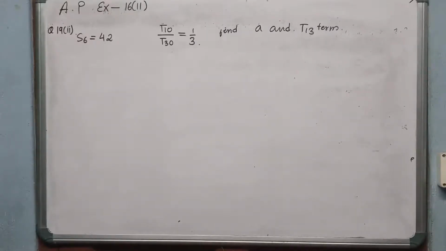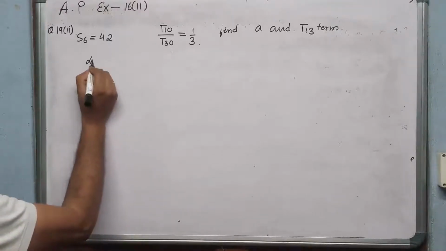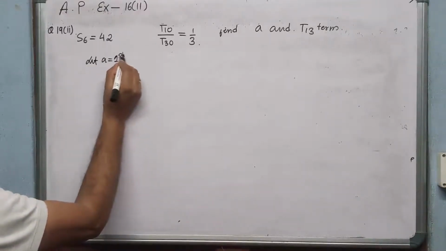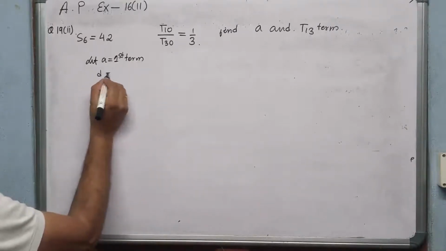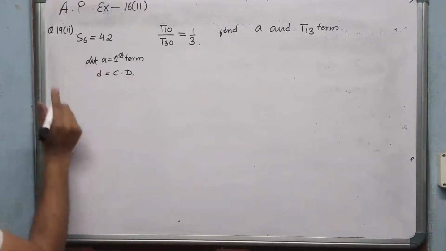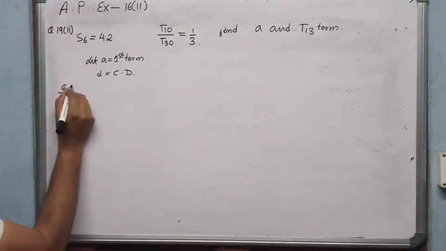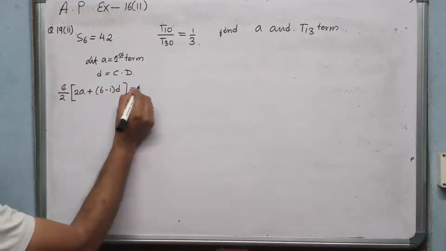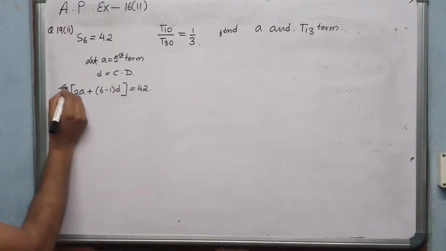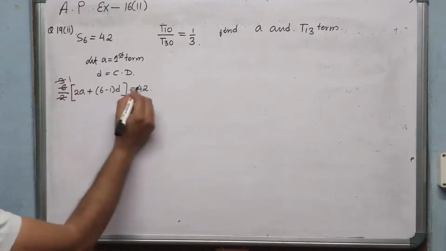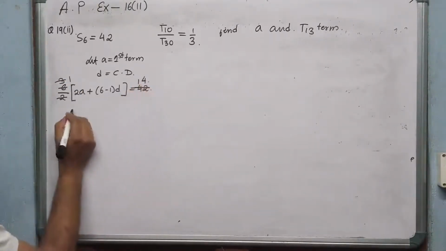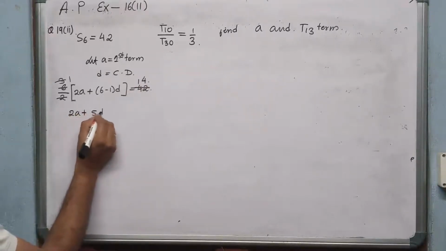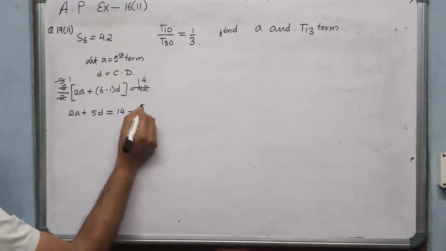Now sir, find A is given, but you have to calculate in this section the A and D both, the first term and the common difference. Let A be the first term and D the common difference. The sum of the first 6 terms is 6 by 2 into 2A plus 6 minus 1 into D, equals 42. 3 twos are 6, 3 ones are 3, 3 fours are 12. It is 2A plus 5D equals 14. Let it be equation number 1.